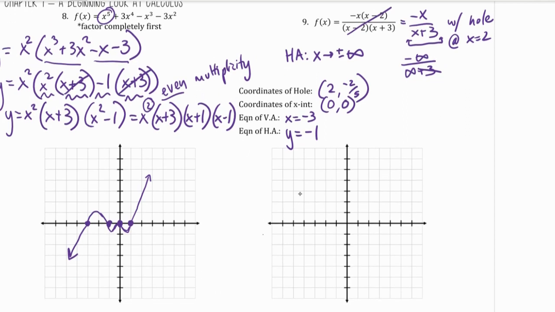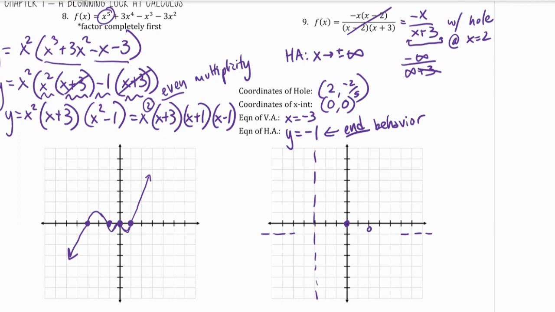All right, now horizontal asymptotes only exist at the ends. So I do not want you to graph them all the way through, because this is end behavior, not middle behavior. So I don't even draw it in the middle. Your vertical asymptote is at x equals -3. You have an x-intercept at (0, 0). You have a hole at (2, -2/5). So that's right about here; I know it doesn't have to be exact.